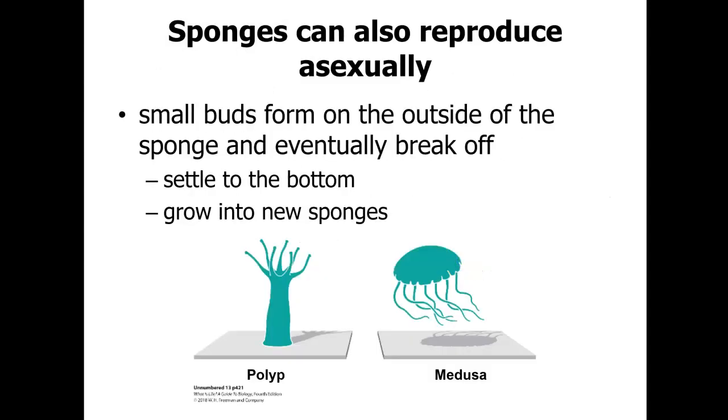Now with sponges, they can also reproduce, like we said, asexually. And what's going to happen is they're going to have a bud break off, and it's going to float to another section. It's going to settle on the bottom the same way that the others did, and it's going to grow into a new sponge. So it can break off, it can be a polyp, and as it's floating around, it can be called a medusa.